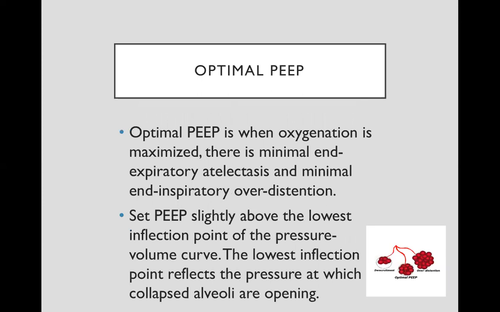Optimal PEEP is when oxygenation is maximized, with minimal end expiratory atelectasis and minimal end inspiratory overdistension. So we are really asking for utopia. Your alveoli should not collapse. They should not overdistend. There should be a perfect inflation of the alveoli. That rarely happens. But technically, if we set the PEEP slightly above the lowest inflection point, we get an optimal PEEP. So let me try and explain this concept to you.